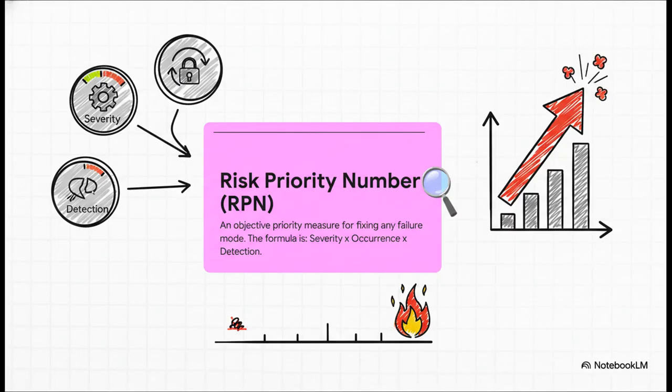So once you have those 3 scores, you get to do some simple math to calculate the risk priority number, or RPN. You just multiply them, severity times occurrence times detection. And that one number, which can be anywhere from 1 to 1,000, gives you a beautifully objective way to prioritize your work. The higher the RPN, the bigger the fire you need to put out first.